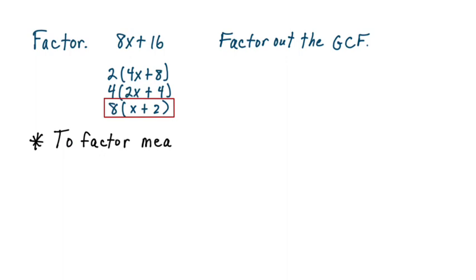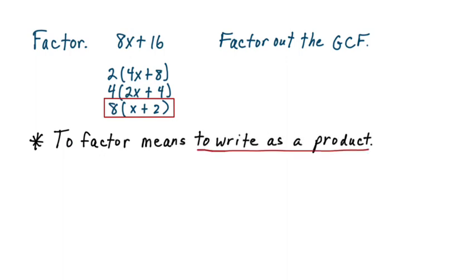So I used to teach factoring and students got pretty good at it, but I realized that some students really didn't know what they were doing. So I just want to make sure that's not the case for you. To factor just means to write as a product. Notice what we started with was two terms, 8x plus 16, two terms added together, and in our final answer, we have 8 times the quantity x plus 2. We now have a product. All right, so to factor means to write as a product.